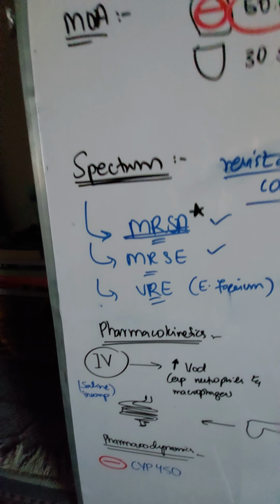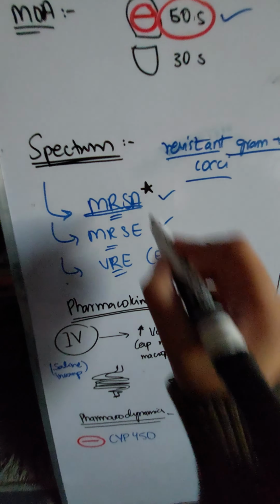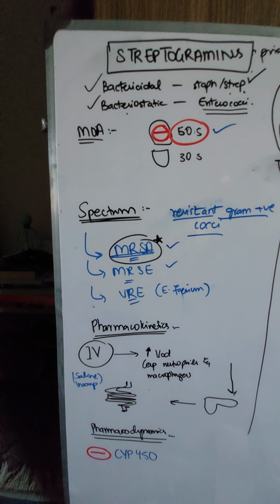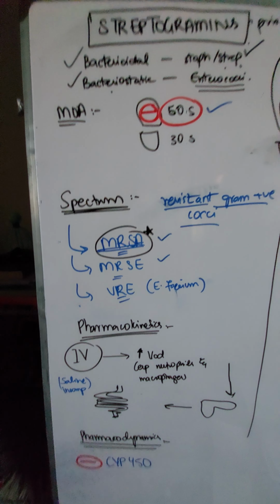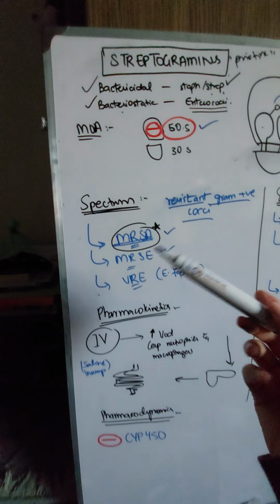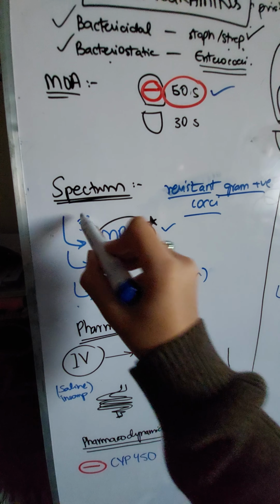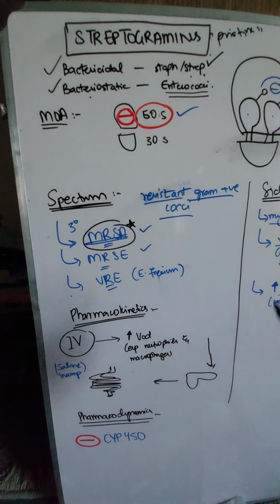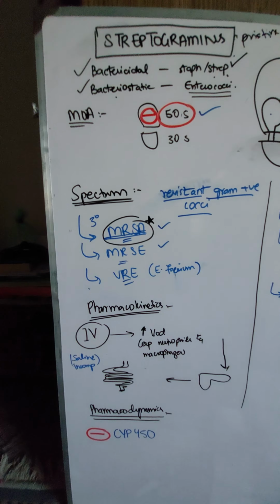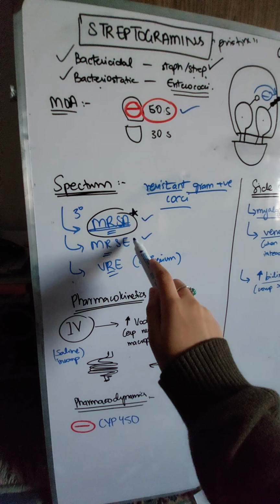But you should remember it is most specifically used for MRSA, like methicillin resistant Staph aureus. और इसके अंदर भी कि if methicillin isn't working, you give vancomycin, and if vancomycin is not working, then you resort to quinupristin. So this is sort of like the tertiary management of Staph aureus infections.